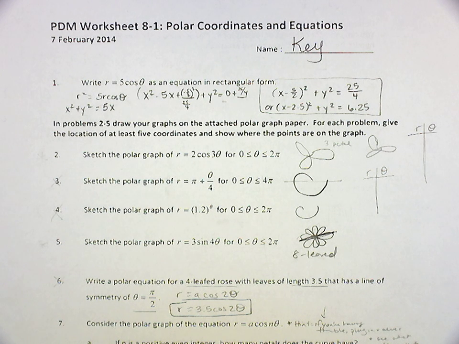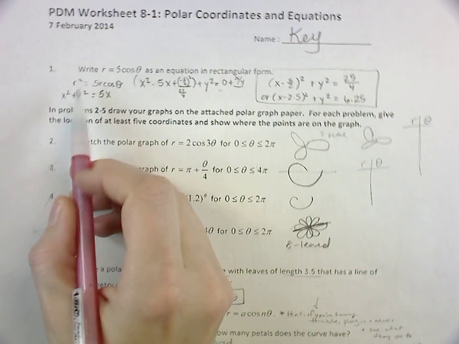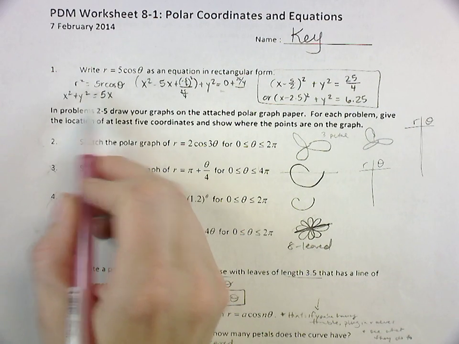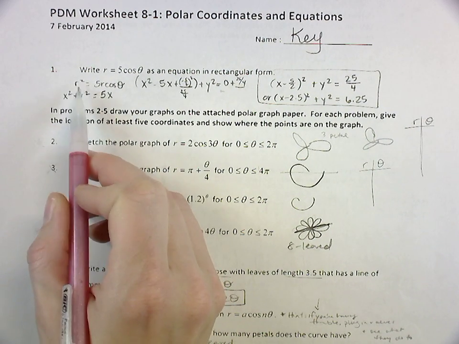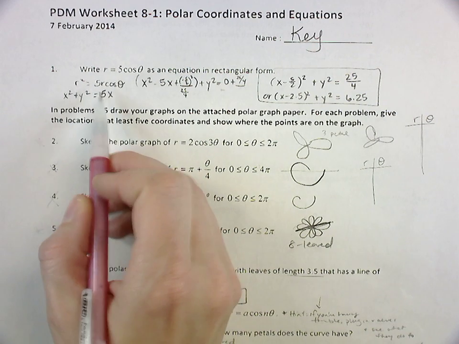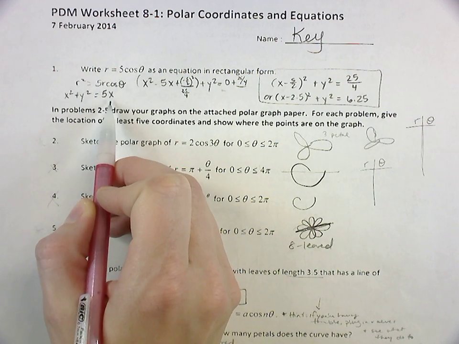Okay, so for number 1, when you're trying to write the equation in rectangular form, that's when we're going to have to use completing the square. And for this one, the first step is to multiply by r. So you can substitute x squared plus y squared in for r squared, and then r times the cosine of theta is going to be x.